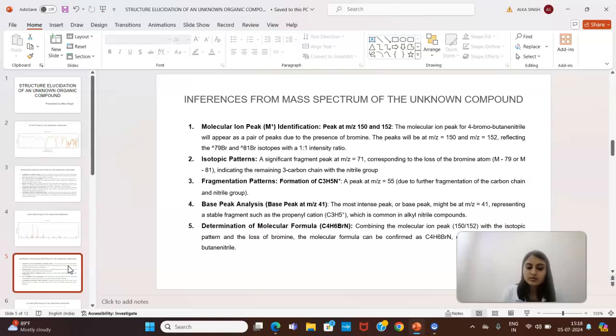And the fifth point is how we will determine the molecular formula, that is C4H6BrN, combining the molecular ion peak with the isotopic pattern and the loss of the bromine. The molecular formula can be confirmed as C4H6BrN, consistent with 4-bromobutanenitrile.